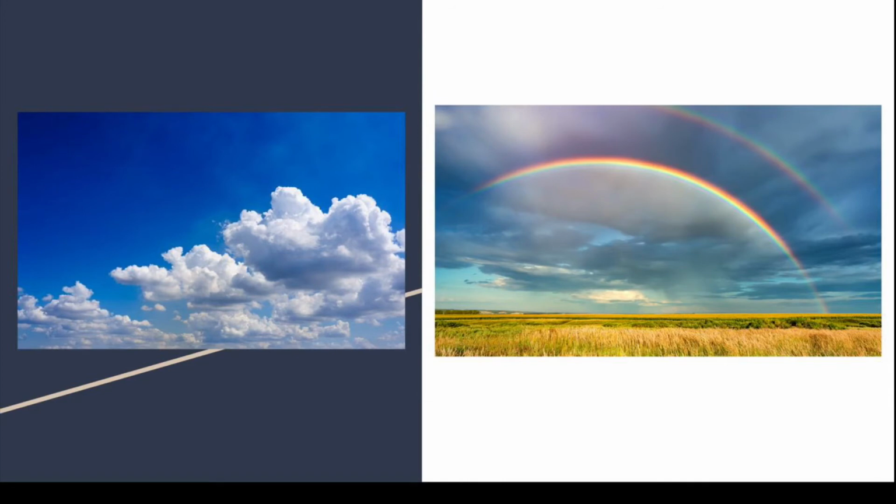Chromatic dispersion explains many common phenomena, like why the sky is blue and why a rainbow has 7 different colors.